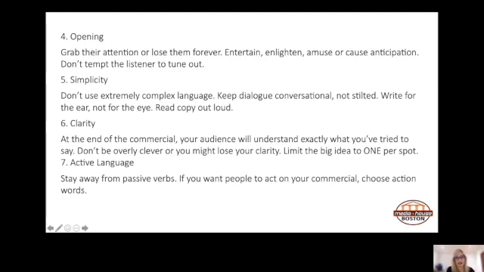Number 6 there, clarity. At the end of the ad, your audience will understand exactly what you've tried to say. That is what it needs to come down to. So don't be overly clever or you might lose your clarity. Limit the big idea to 1 per spot, 1 thought per spot, 1 thought per ad. That's it. Use active language. So stay away from passive verbs. If you want people to act on your ad, choose action words.